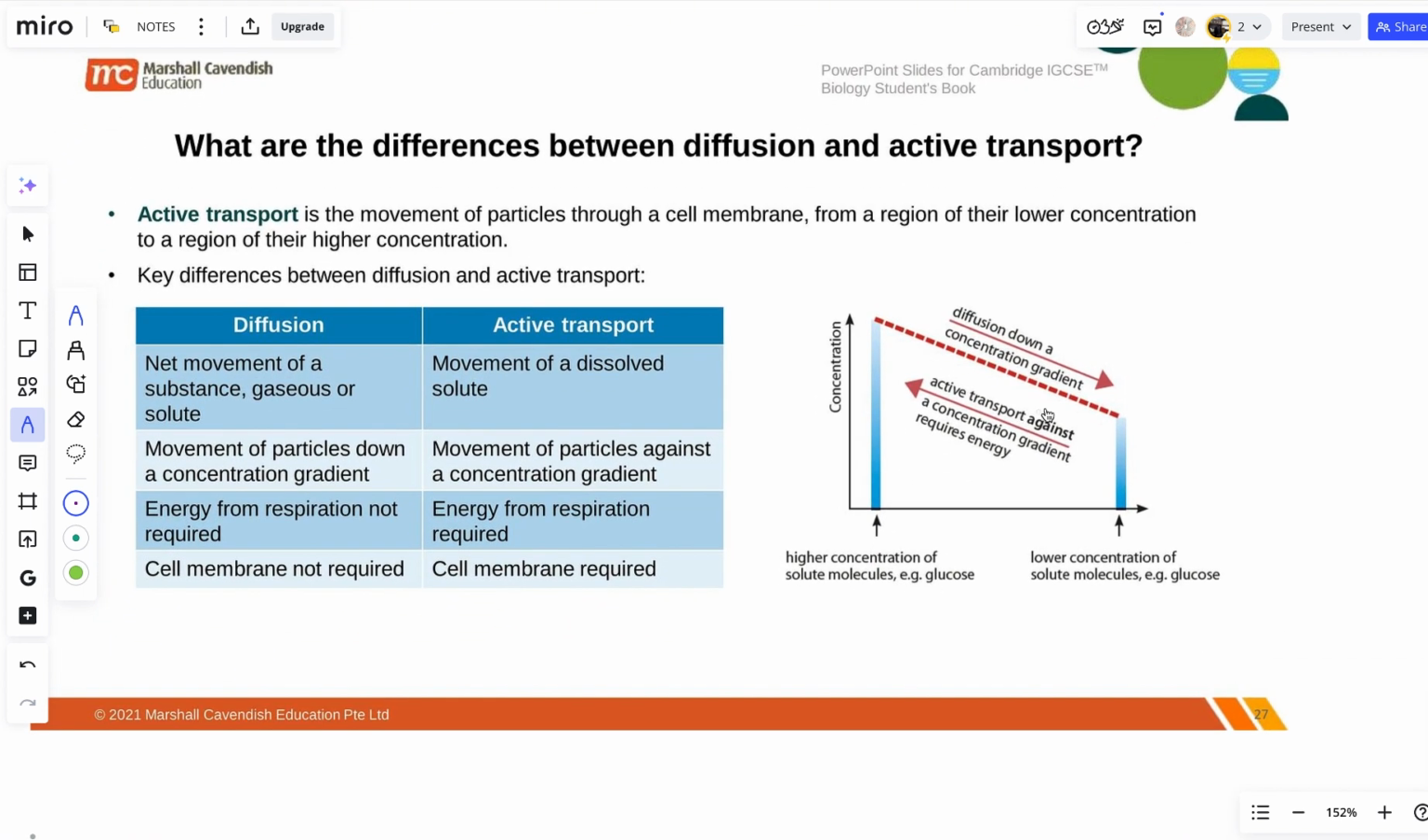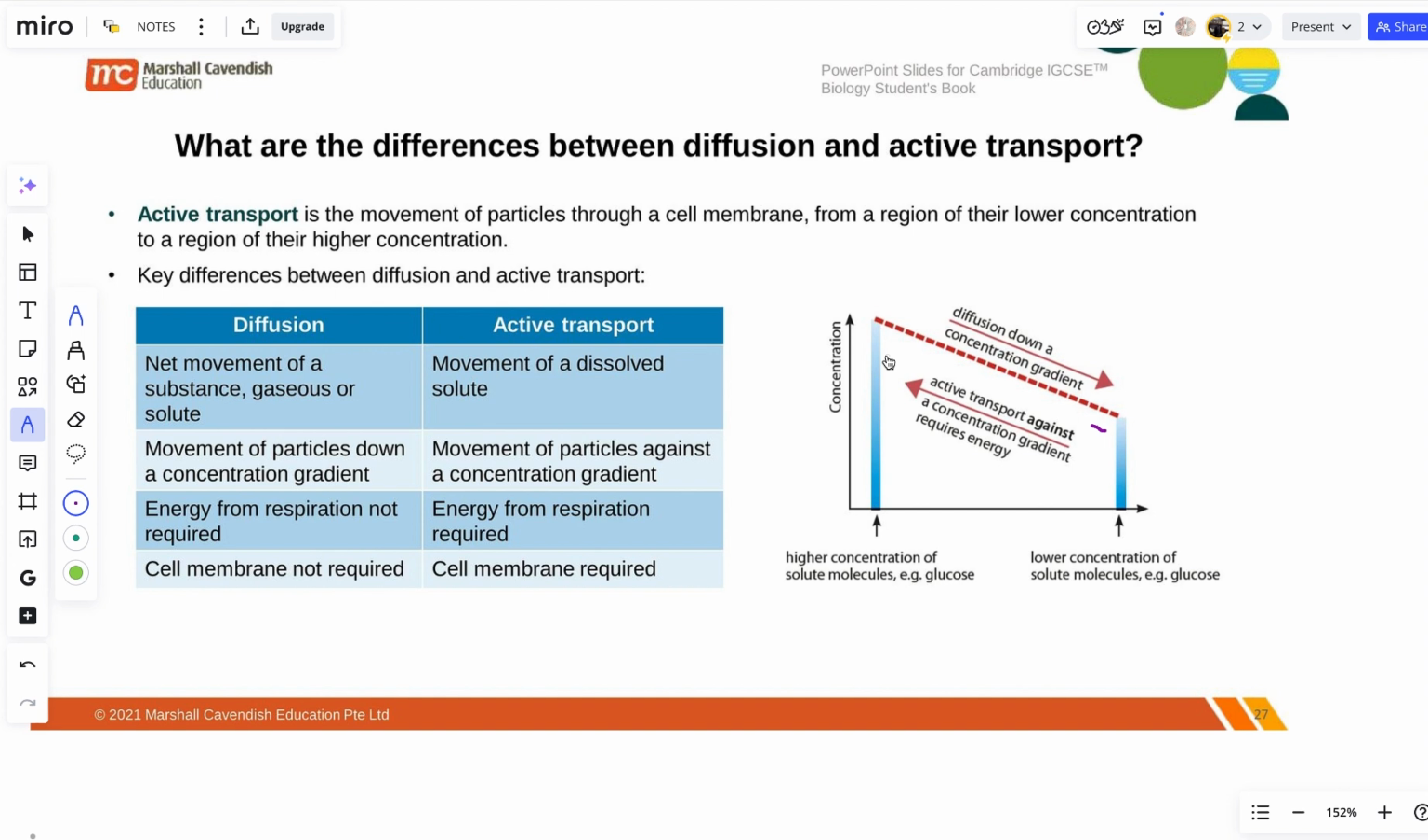So for active transport, you are moving from the lower to the higher. You're moving against the slope. You're going up. For active transport, you're moving from lower region to higher region, right? While in diffusion, you're moving down the concentration gradient. You're going down. But with active transport, you're going up from lower to higher.